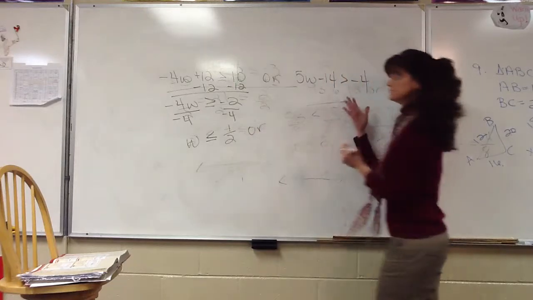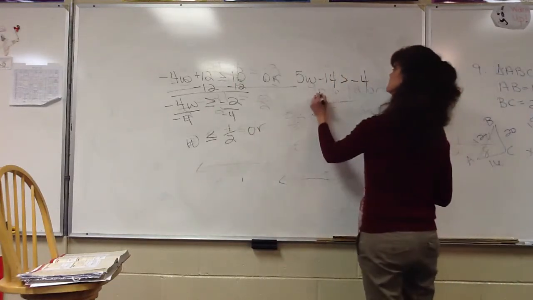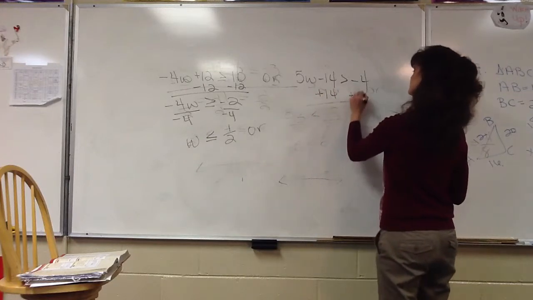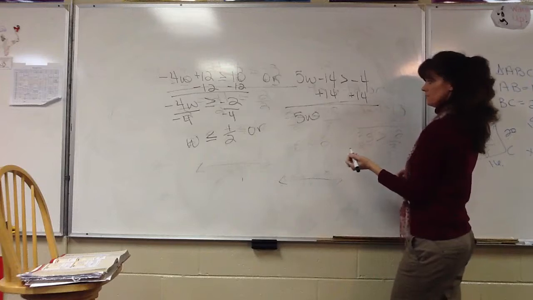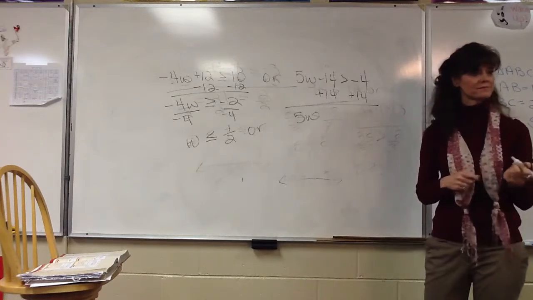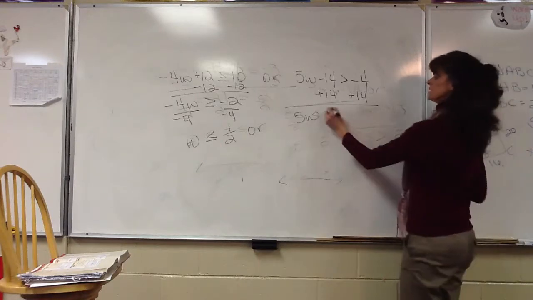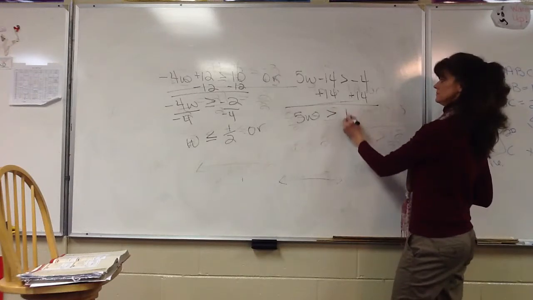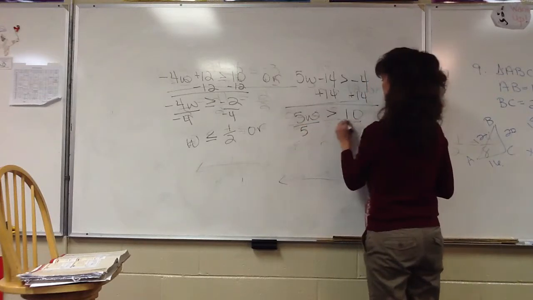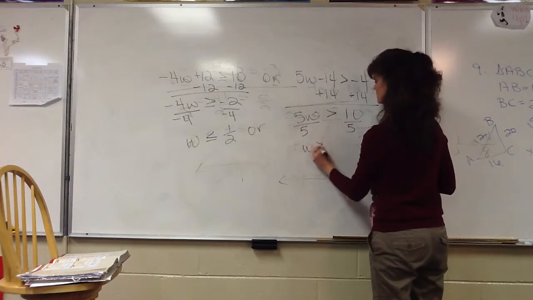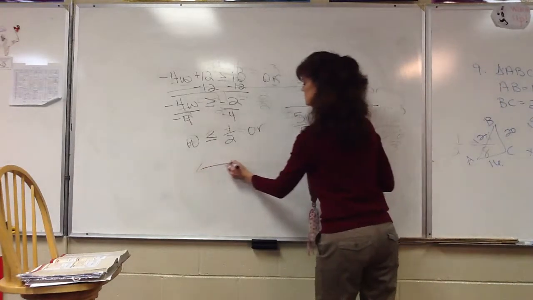Or, okay, continue on. Now you would add 14 to both sides and you would divide by 5 on both sides. Hold on a minute, we're not finished. You have to bring down the greater than and 10. Now you divide by 5, and w is greater than 2.